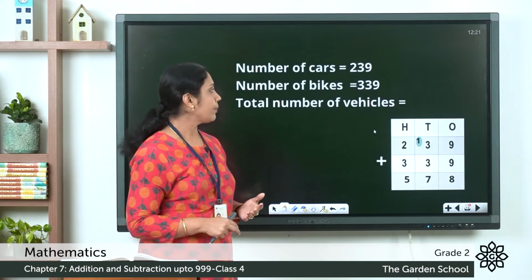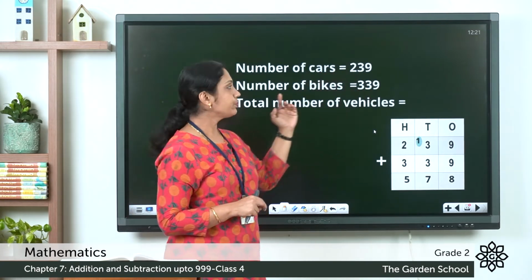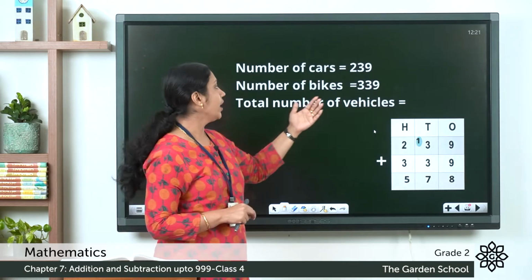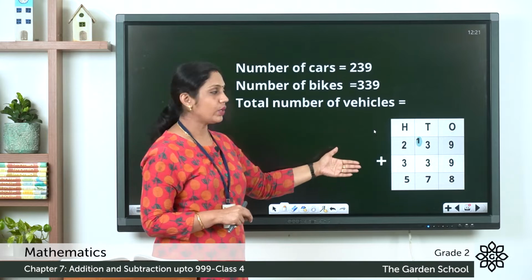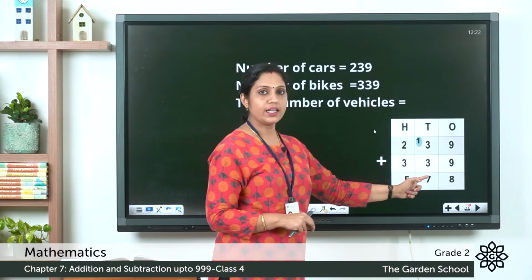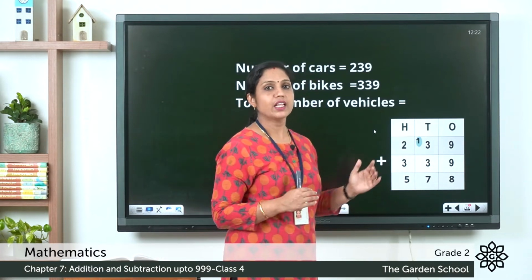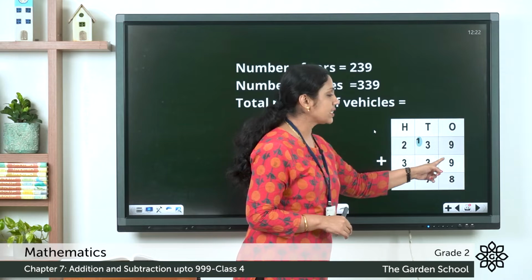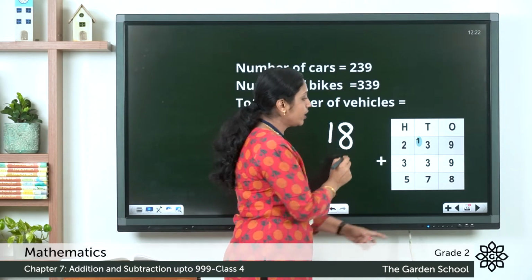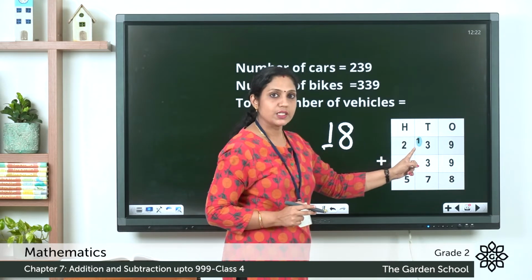So let's write the step. Number of cars is equal to 239. Number of bikes is equal to 339. And the total number of vehicles is equal to 239 plus 339. So let's add. We have 9 plus 9 in the ones position. So 9 plus 9 is 18. So what we have to do? We write the 8 here in the ones position, and this one we carry it over to the tens position.